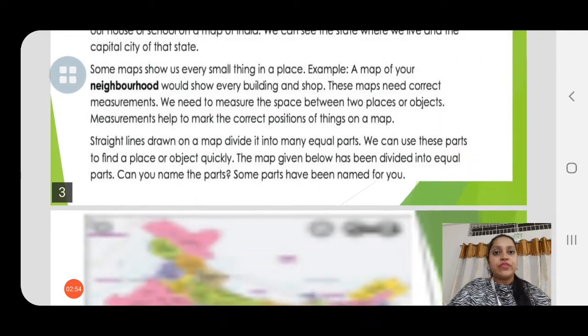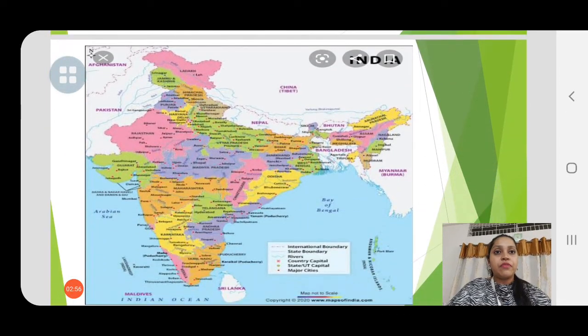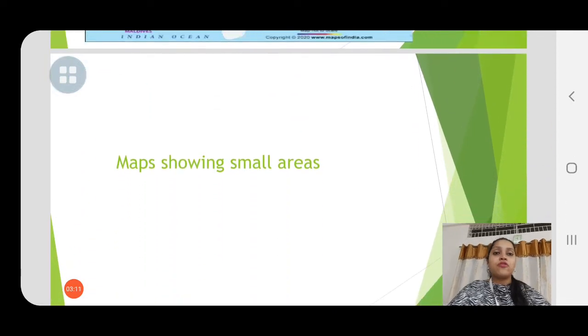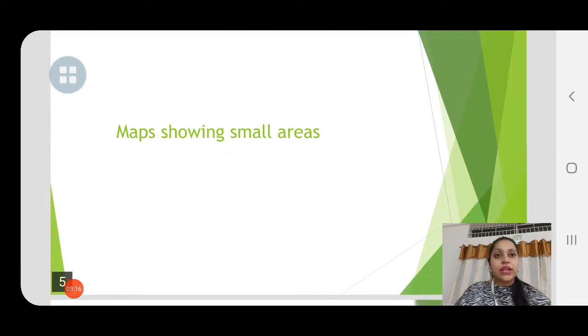Then, children, before we proceed, we can see here the map of India, and here the states are shown, and also some important cities and capitals are shown. Okay, children, then we proceed to the next topic, which is maps showing small areas. So first we studied maps showing large areas, and now we'll study maps which show small areas. And what is the specialty of those maps?